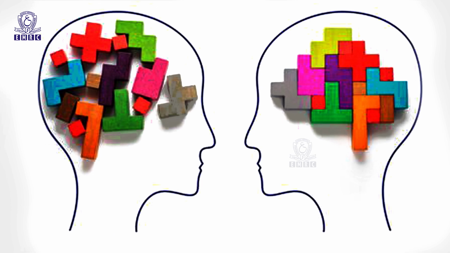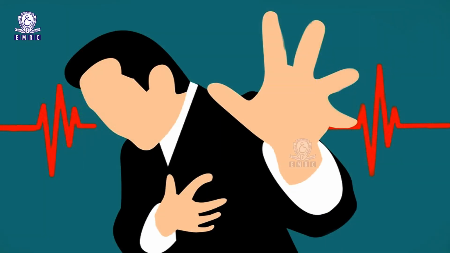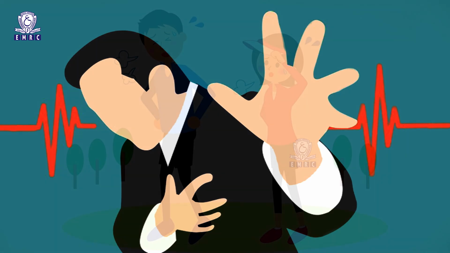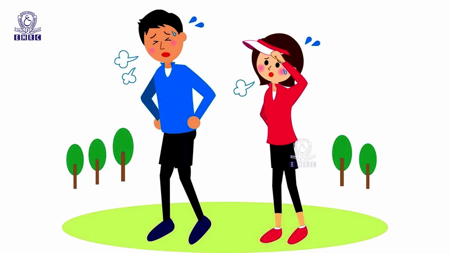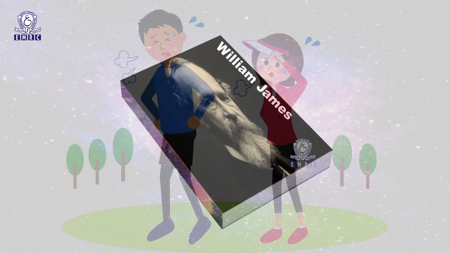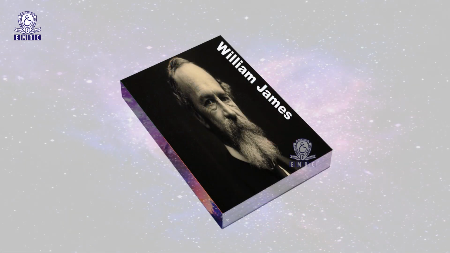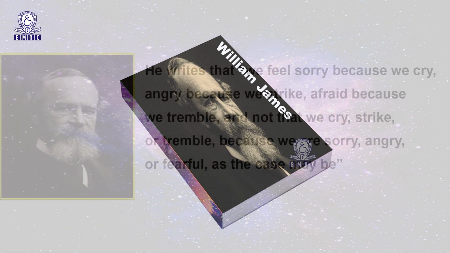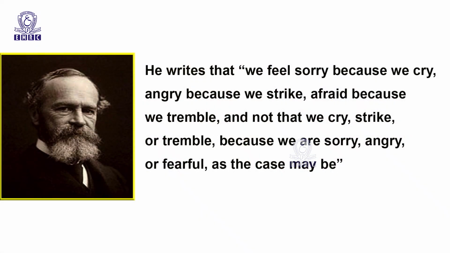When you witness something emotional, this leads to changes in the body. For example, your heart rate or blood pressure might increase, you might start sweating, or you might start breathing more quickly. James famously explained the theory in his book, The Principles of Psychology, where he writes that we feel sorry because we cry, angry because we strike, afraid because we tremble, and not that we cry, strike or tremble because we are sorry, angry or fearful, as the case may be.